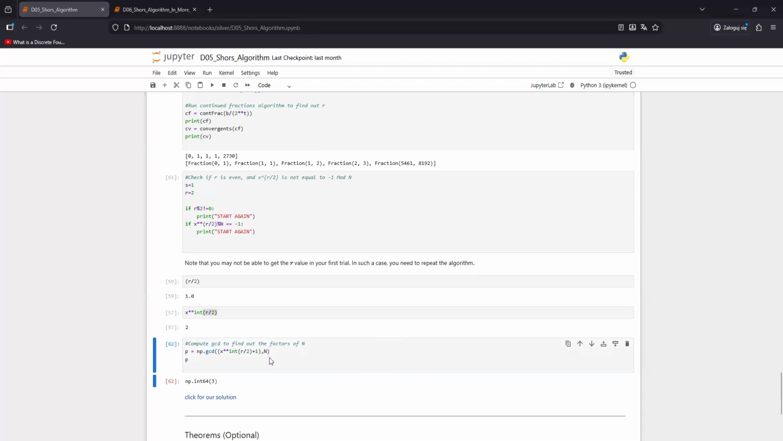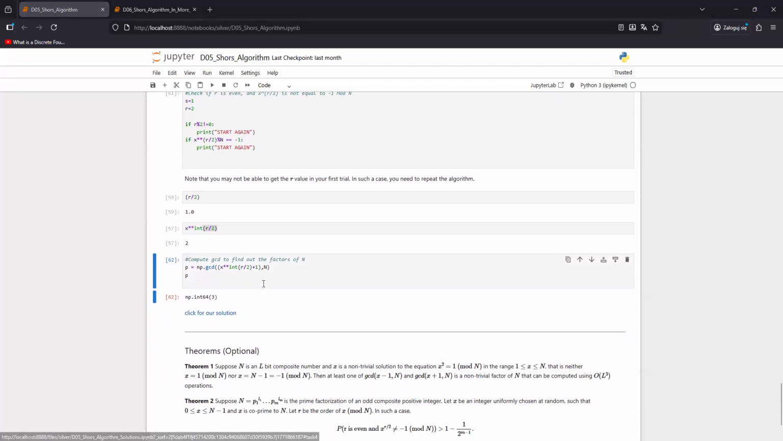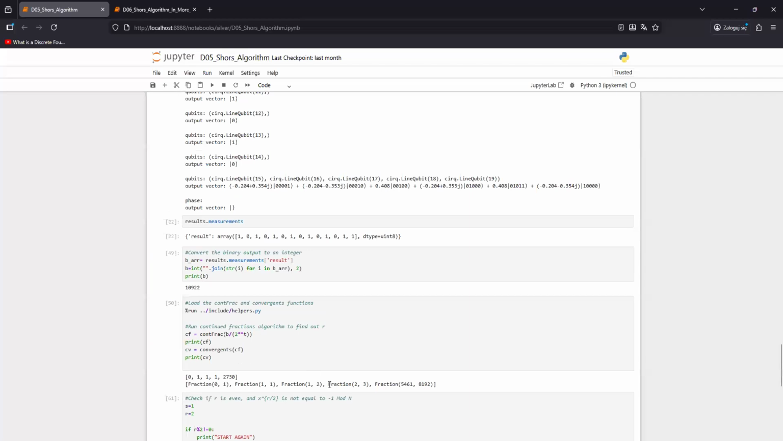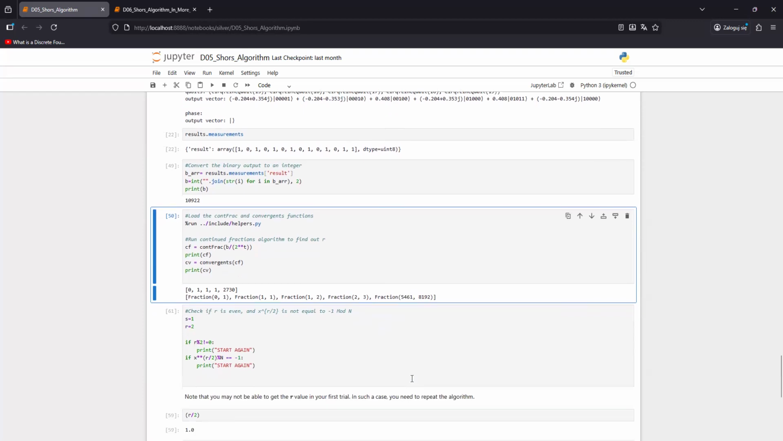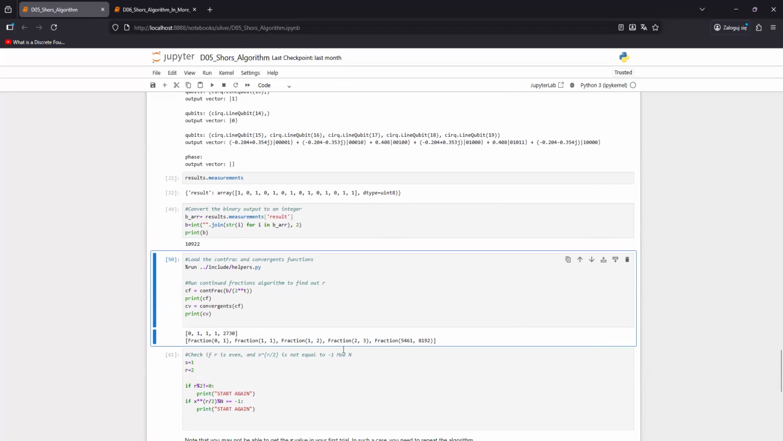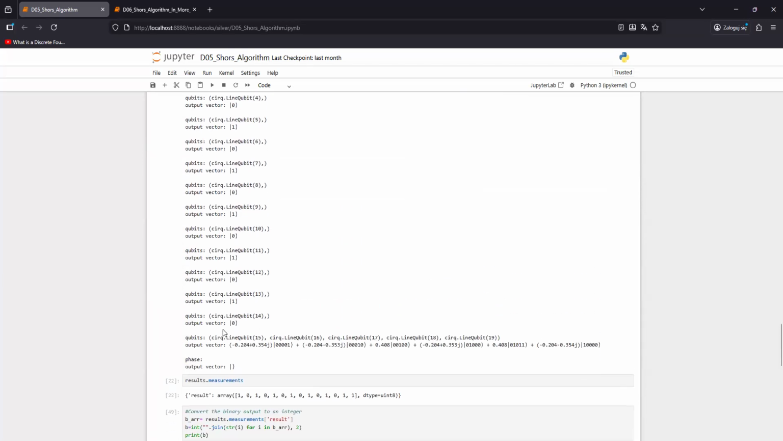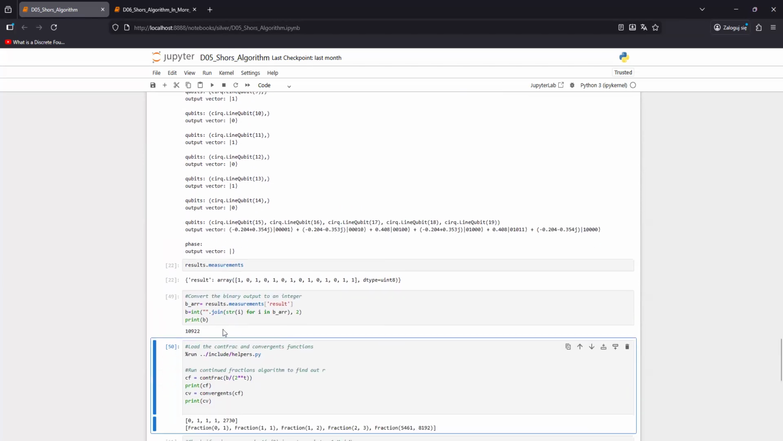Okay, so I believe that should be okay. Maybe it was because of the accuracy of our quantum phase estimation, because it does not always yield the most accurate result.